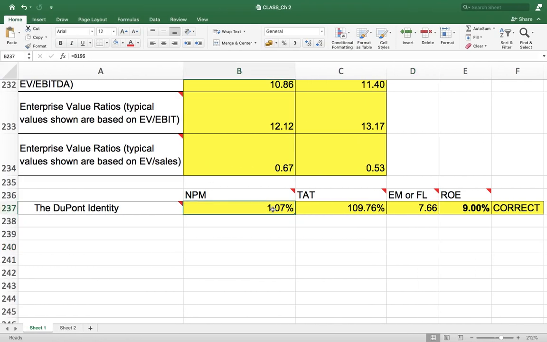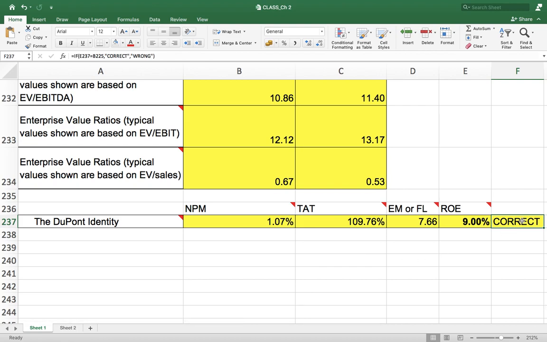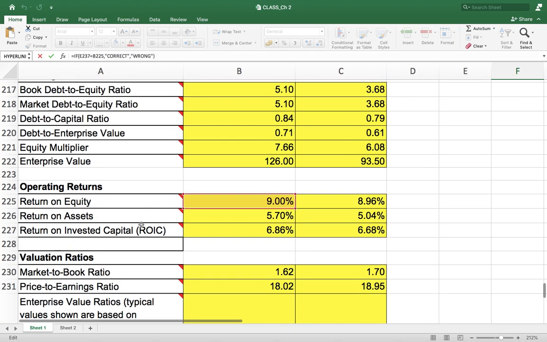Let us cross check whether we have taken the net profit margin, total asset turnover. We have just taken the values already calculated, and after multiplying, the DuPont analysis says ROE is 9%, and it is coming here as correct. Why is it coming as correct? Because there is an IF statement placed here. If E237 is equal to E225: 237 is the DuPont and 225 is the calculated return on equity using the formula net income divided by shareholder equity.